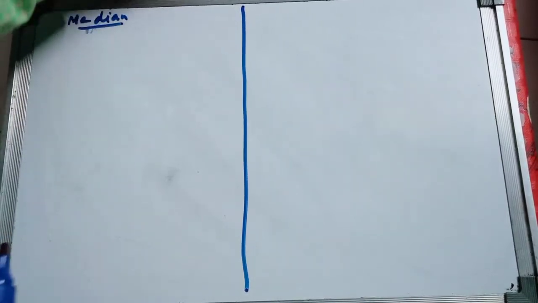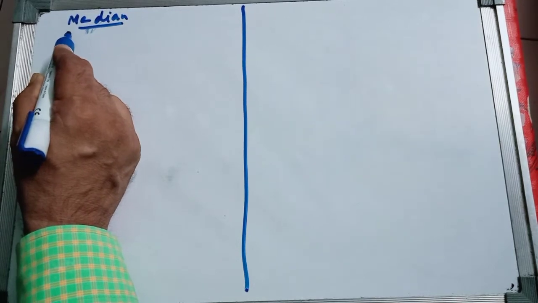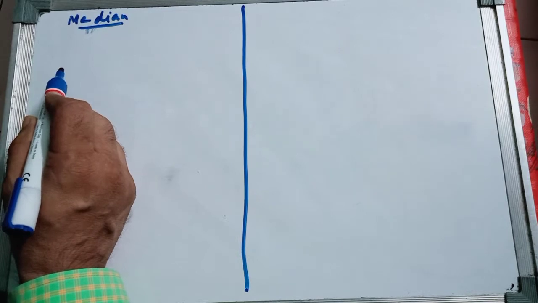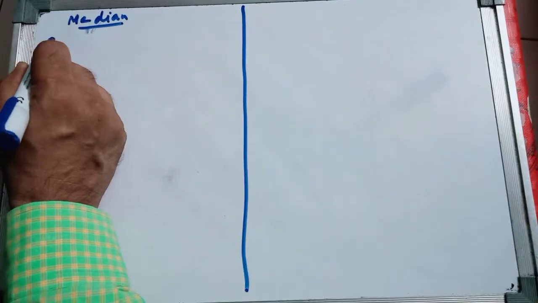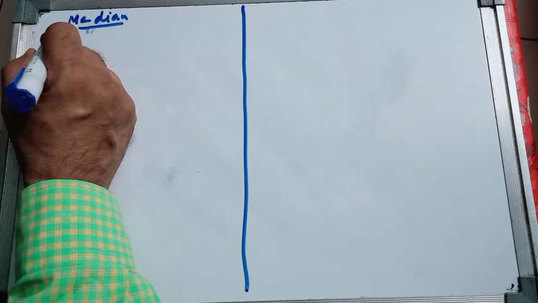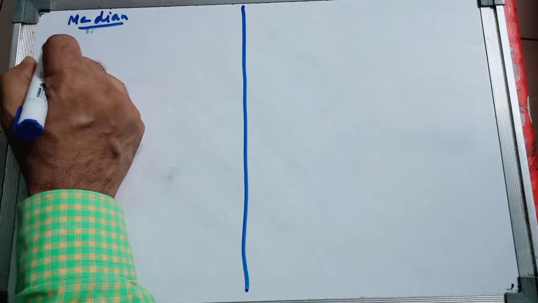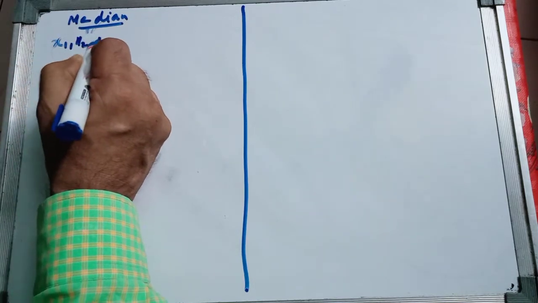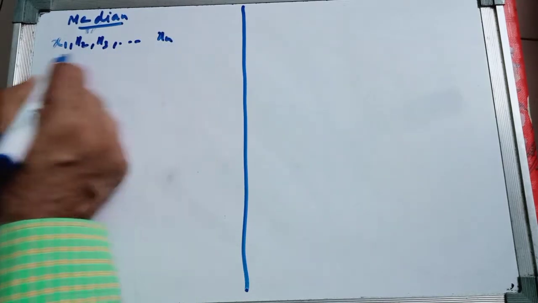Dear students, in this video we will learn to find the median of the data given. The data might be given in different forms. So first case we will say when the data is a few numbers are given, a finite number given, x1, x2, x3, say xn, some numbers are given.